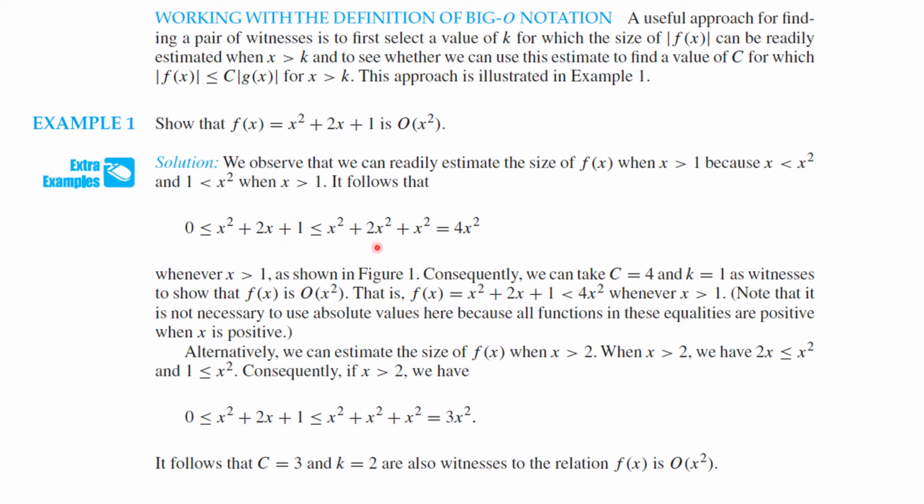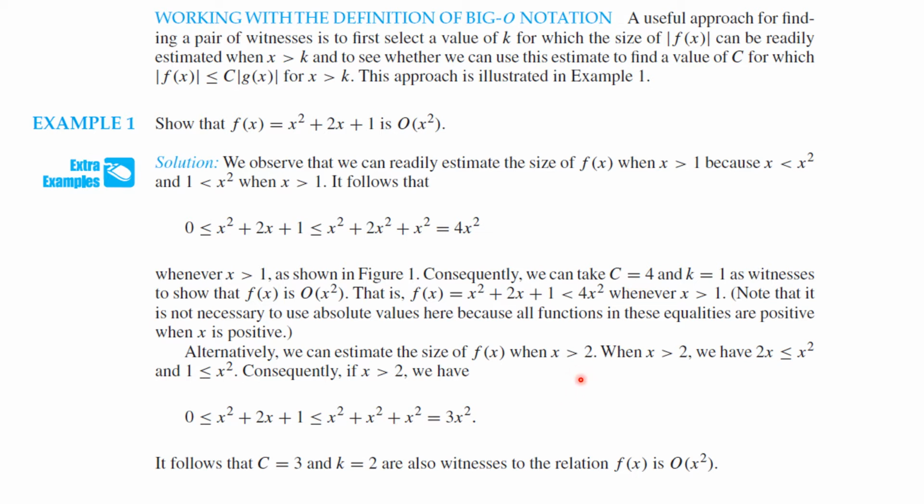And here's 1, and x squared is also bigger than 1. So you see, I've done this estimate. I've replaced everything by something that's bigger than or equal to, and I have 4x squared. Now you see, what we've done is we have shown when x is bigger than 1, that the absolute value of the function we had, which is always positive, is going to be less than or equal to 4x squared. So the witnesses are x bigger than 1 and c is 4.